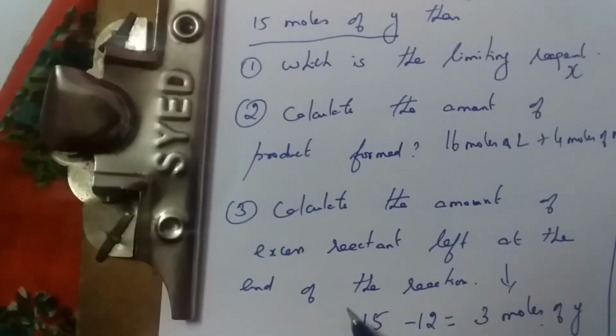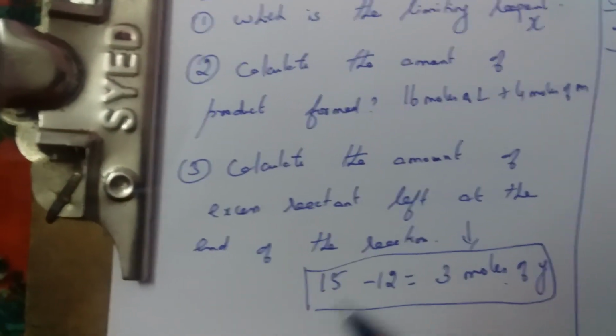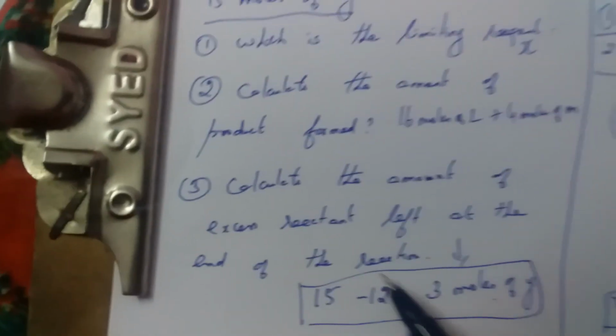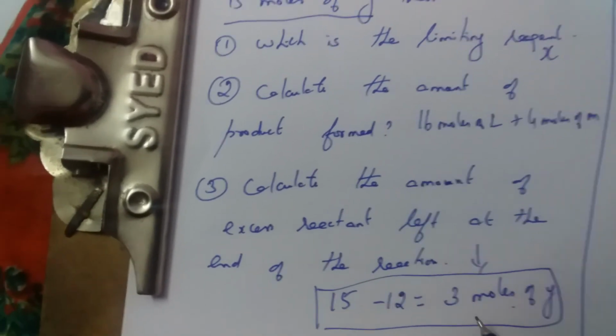The number of moles given for Y is 15 and we get the Ny value, the number of moles for Y, as 12. Therefore, 15 minus 12, where 15 is the total amount. How much amount is reacted? 12 moles is reacted. Therefore, the remaining is 3 moles. 3 moles is the excess reactant.